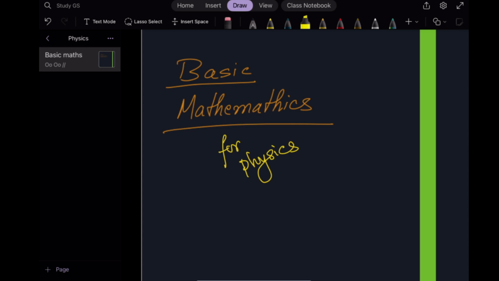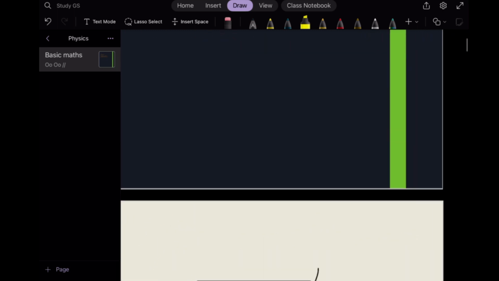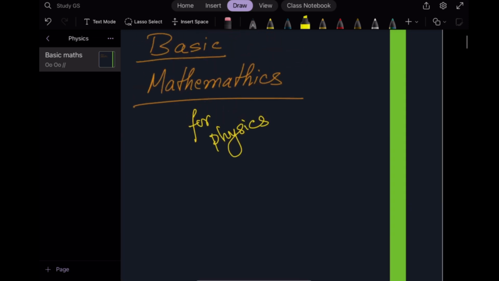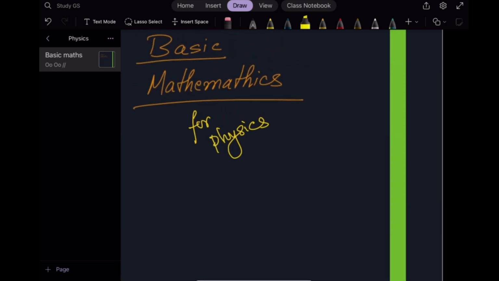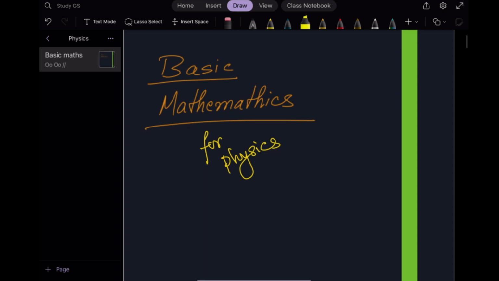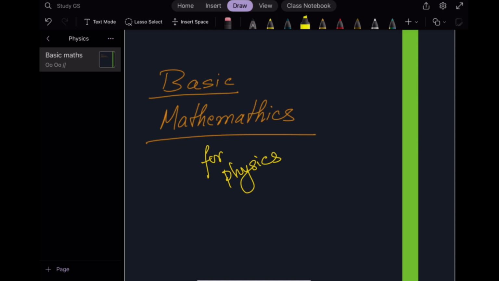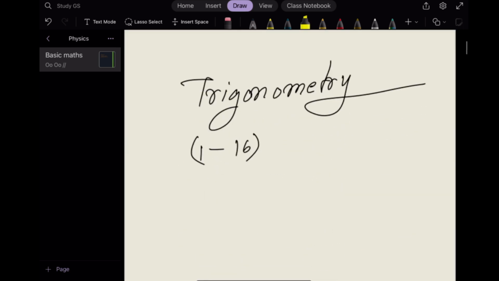Today we are going to learn about the basic mathematics for physics. In this lesson, we are going to learn some basic formulas of mathematics which you need to remember so that your physics journey to understand physics will become easy. So let's begin. Here is the basic mathematics for physics, and let's start with trigonometry.